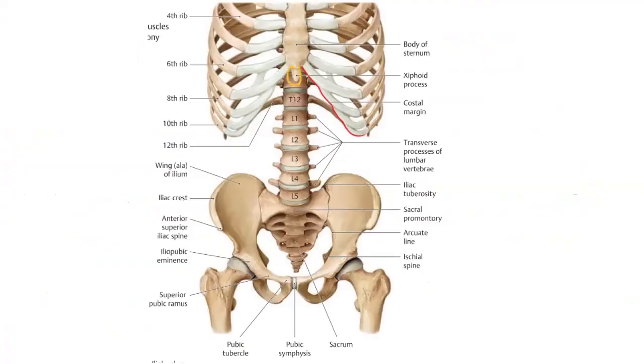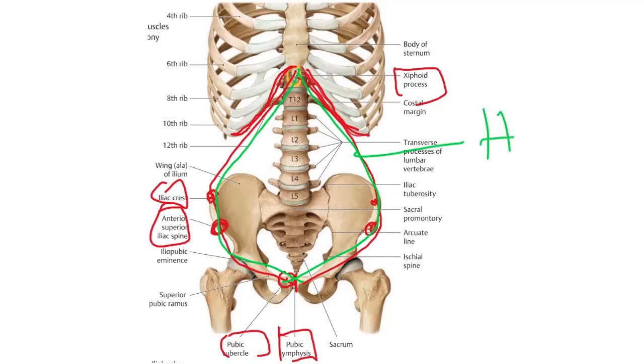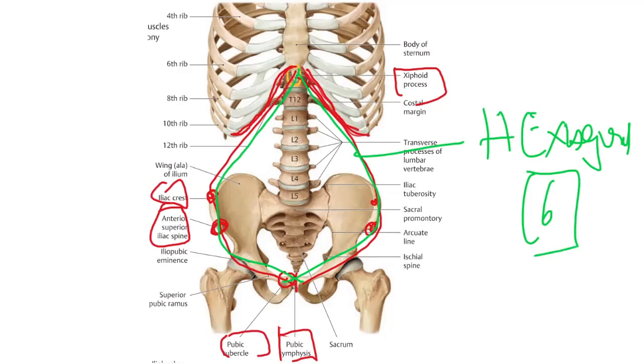You see, this is the xiphoid process, right? And this is the costal margin, costal arch, it is called. This is the ASIS, this is the iliac crest, right? This is the ASIS. And this is the pubis, this is the pubic symphysis, this is the tubercle. So the shape is hexagonal. Hexa means 6, right?